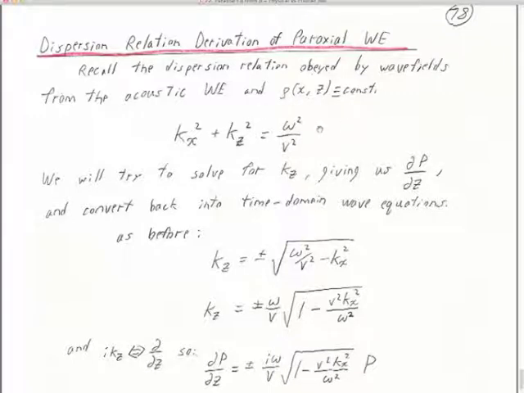You know, we have kx squared plus kz squared is equal to omega squared over v squared. Okay, so what we want to do is solve for kz, which would give us dp/dz. That was Claerbout and Muir's insight. All we have to do is solve for kz, and then we could inverse Fourier transform, and we've got the first derivative of the wave field in depth. And that's what we need for downward continuation, for extrapolation.